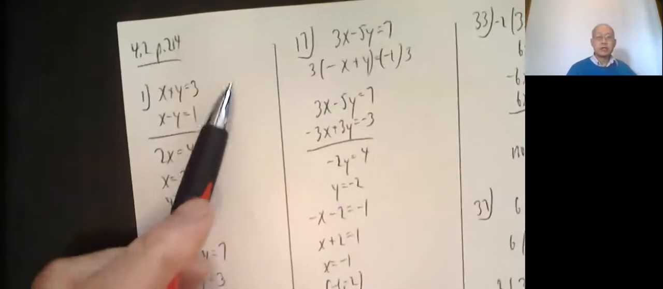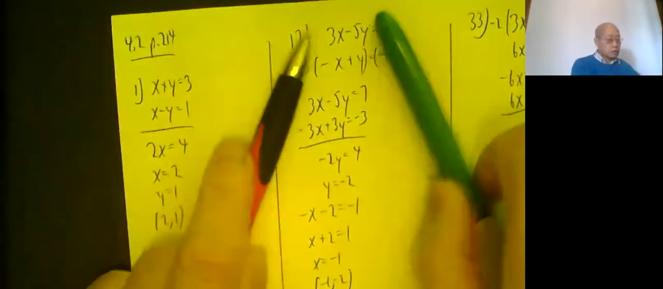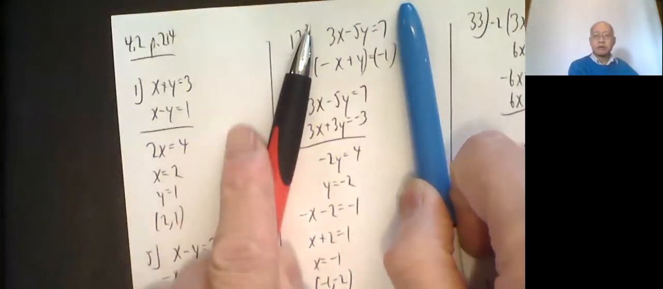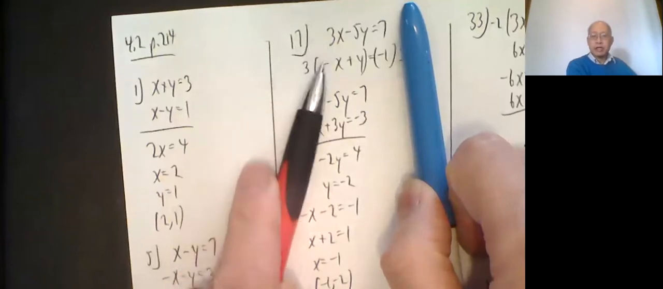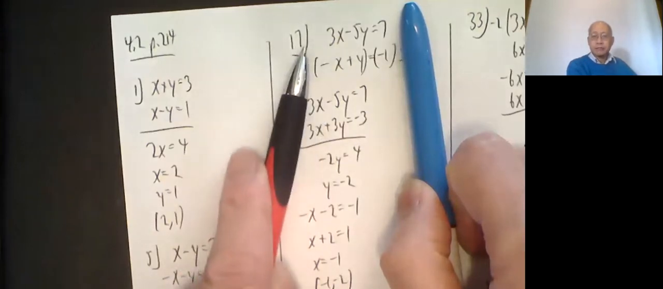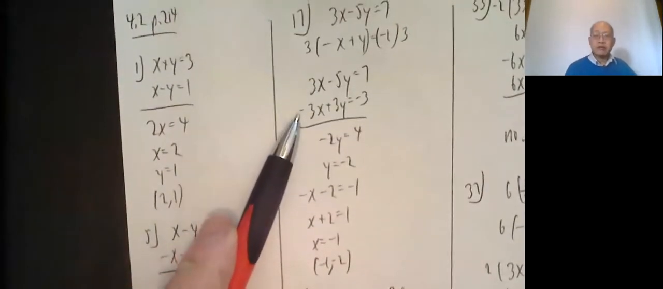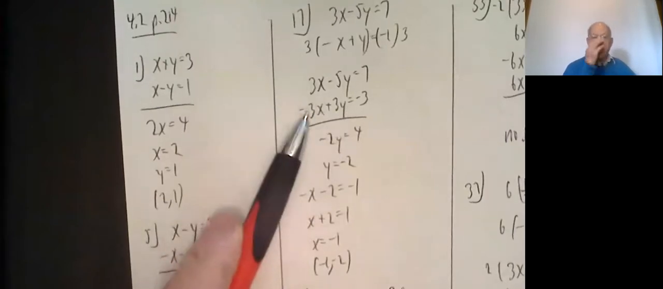Okay, 17. Somewhat similar. I want us to eliminate the x variable. So the original problem looks like this. 3x minus 5y equals 7. Negative x plus y equals negative 1. So multiply the second equation by 3. How come? That way this would be a 3x and this would be a negative 3x. So leave the top one alone. The bottom one becomes negative 3x plus 3y equals negative 3. So now when I add them up, the x's get eliminated.